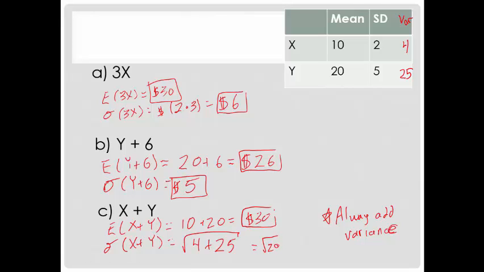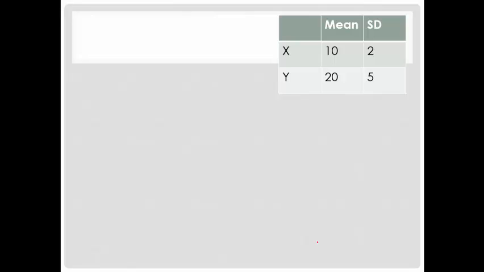So we do the square root of 29, which is approximately $5. Well, let me just calculate it real quick. The square root of that will be $5.39. So we'd expect some variation, right? So 68% of the time we'd pay between about $25 and $35 for our dog and cat food together.